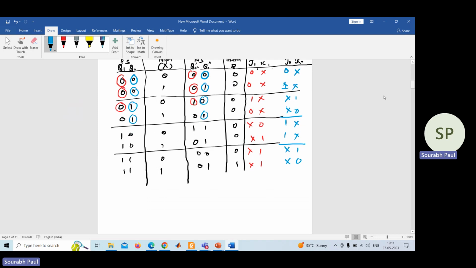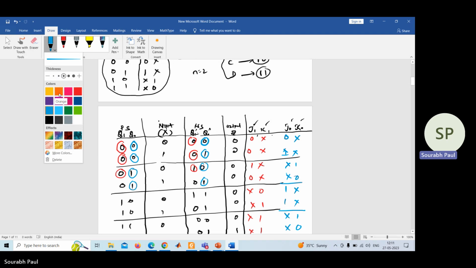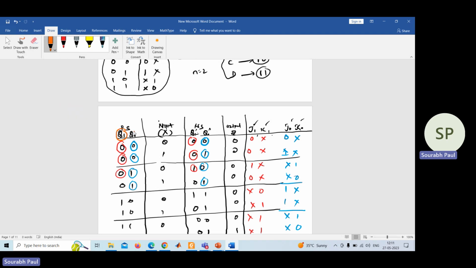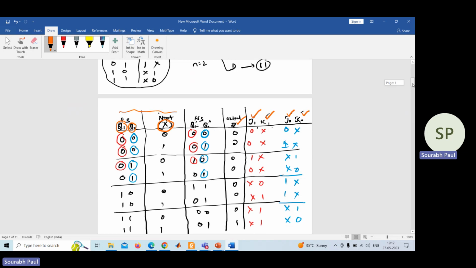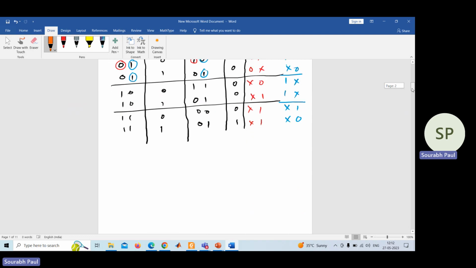Now what we need to do? We need to use these three things. What are the three things? Q1, Q0, and X. These will be considered as our three input variables, and we need to find out five things: the Z value, J1, K1, J0, K0 using K-maps. So how many K-maps should be there? 5 K-maps: one for Z, one for J1, one for K1, one for J0, one for K0. 5 K-maps you need to consider.